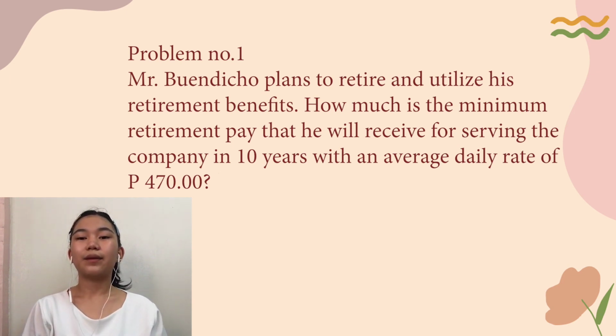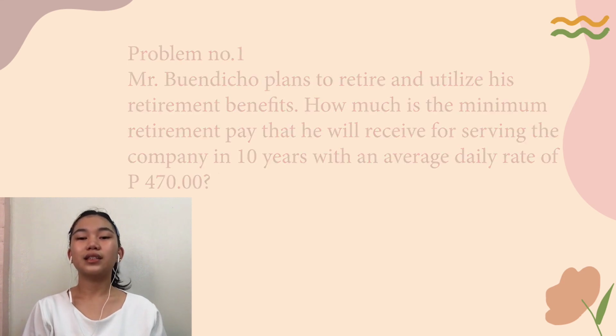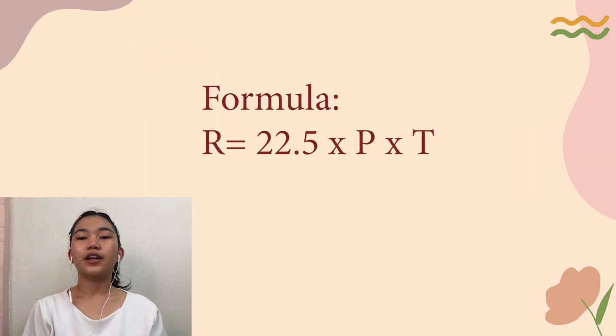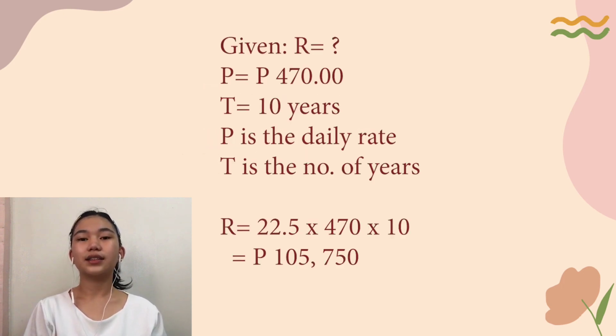In getting the retirement benefits, the formula is R equals 22.5 times P times T. The given: R stands for retirement benefits, which is unknown, P stands for daily rate, equals 470 pesos, and T stands for number of years served, equals 10 years. In solving the retirement benefits, R equals 22.5 times 470 times 10 equals 105,750 pesos.